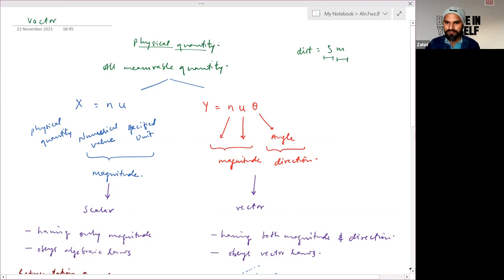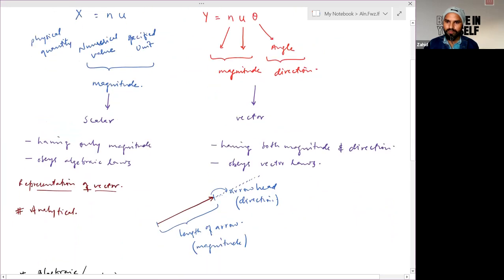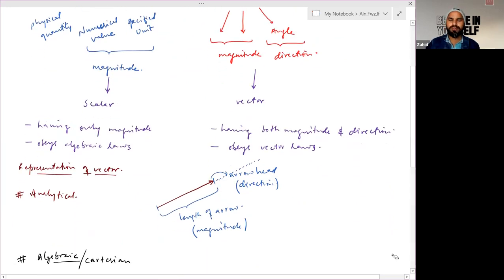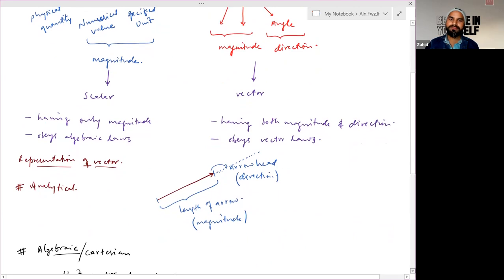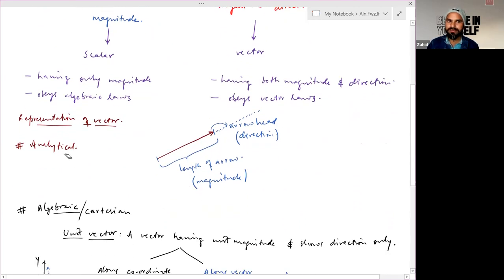Now, how do we represent any vector? We mainly represent any vector in two different ways. First is analytical representation, in which a vector is represented by an arrow, in which we have two terms. One is the length of the arrow, which defines magnitude, and next is the arrowhead, which defines its direction along this path. So this representation is termed analytical representation.